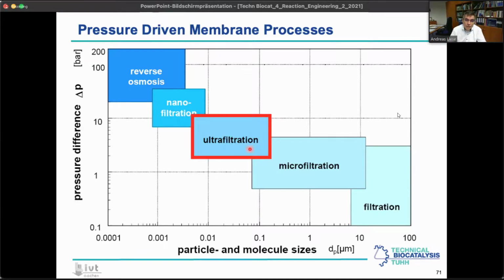Until nanofiltration, everything is pore membranes, meaning we have a flat sheet where we have defined pores of defined size. However, the size of the pores also has a specific distribution, and therefore we do not have a real clear-cut separation of particle or molecular size that's being retained. It depends also on the quality and generation of the membrane. In the reverse osmosis field, we do not have any pores. Here, the compounds need to be solubilized in the membrane.